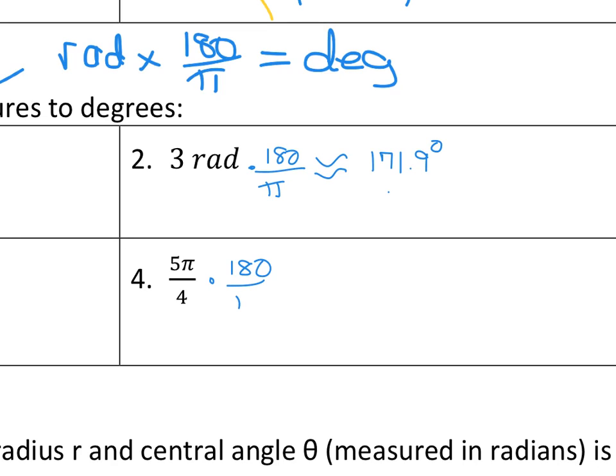Last one, we multiply radians by 180 over pi. We're going to end up with 45 times 5, which is 225 degrees.